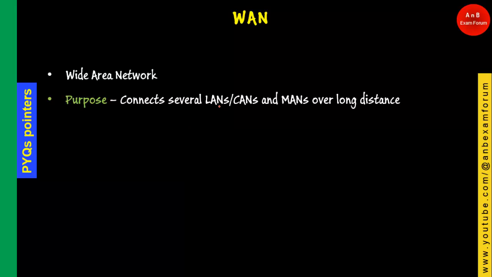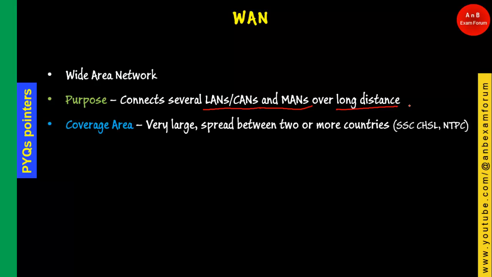The next one is the WAN, that is wide area network, and the purpose is again to connect several LANs and CANs and even MANs across long distances. So it is a wide area network. It covers 2 or more countries. And this was asked in SSC, CHSL and NTPC. WAN is very wide and spreads between 2 or more countries, whereas we have seen a metropolitan area network spreads across 2 or more cities, while a WAN spreads across 2 or more countries.